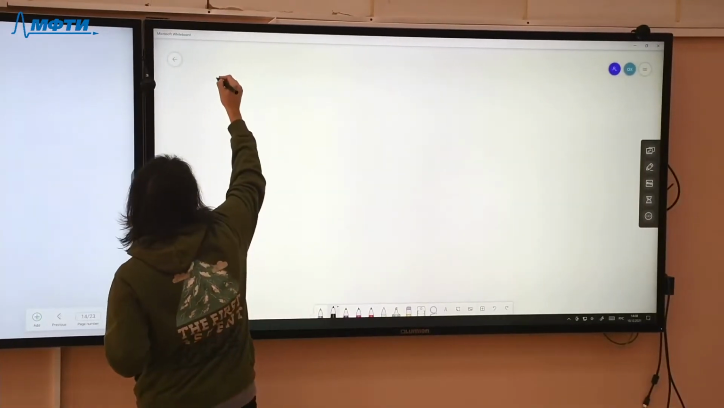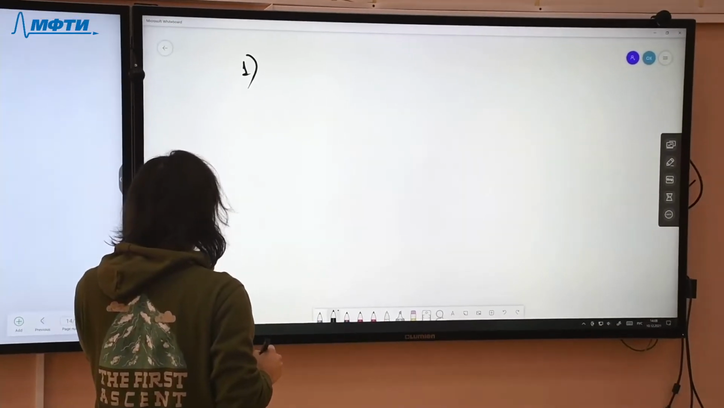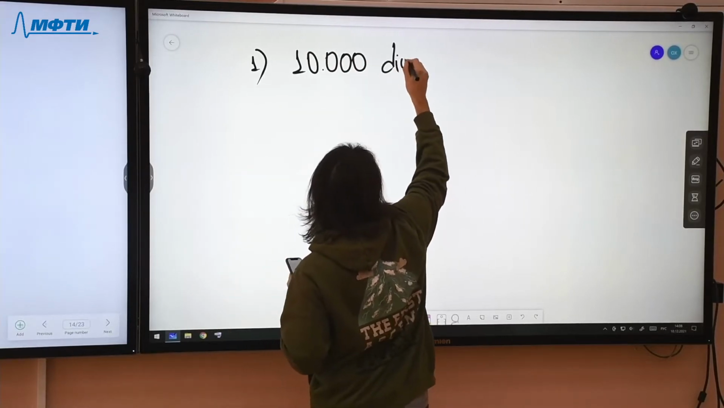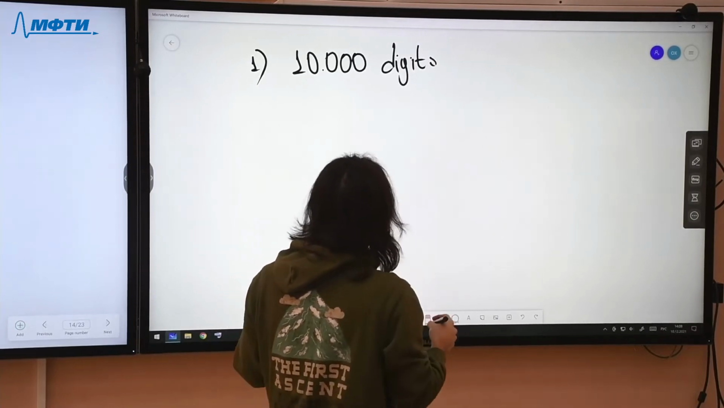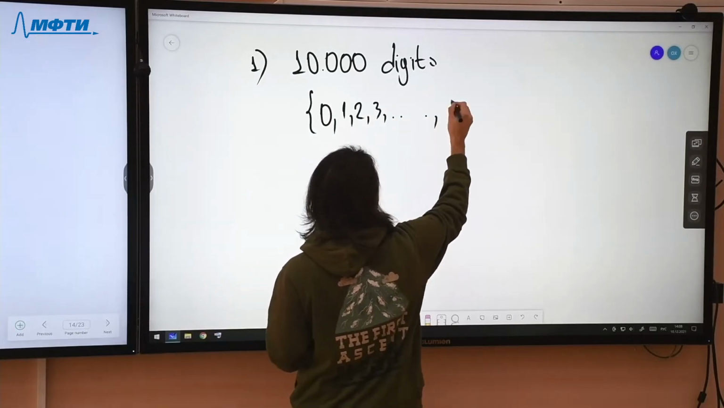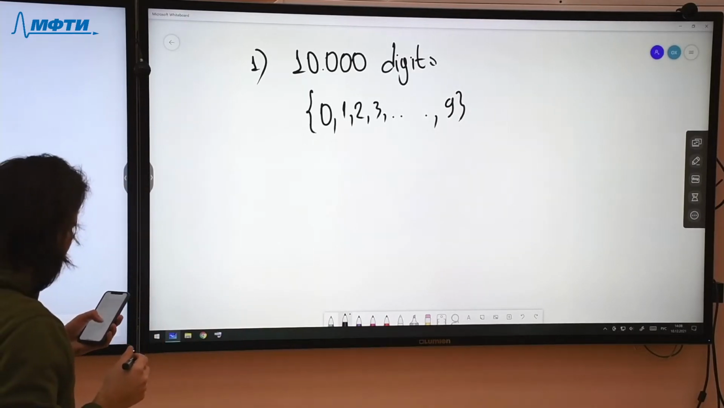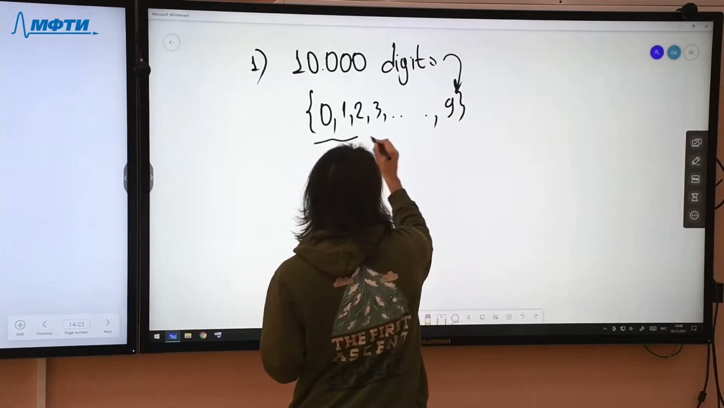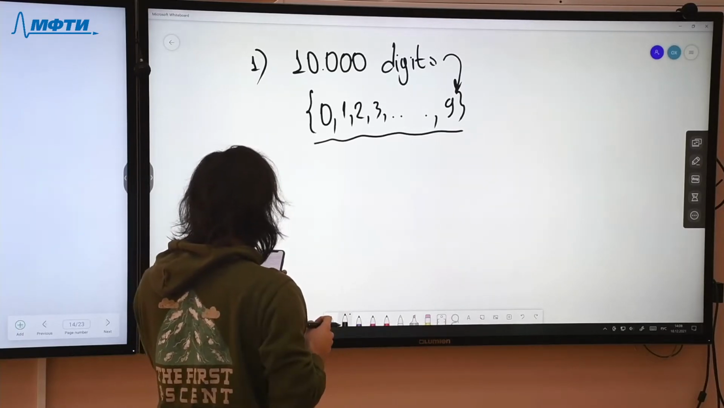So the first problem is the following. We have 10,000 digits. And so it means that we have elements from the following set: 0, 1, 2, 3, ..., 9, right? All the possible digits. So we are choosing 10,000 digits from this set. Then find an approximate value of the probability.